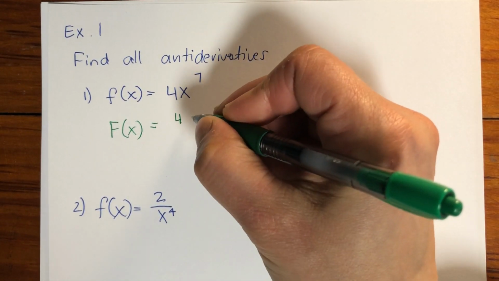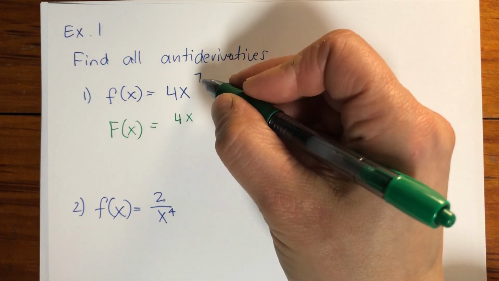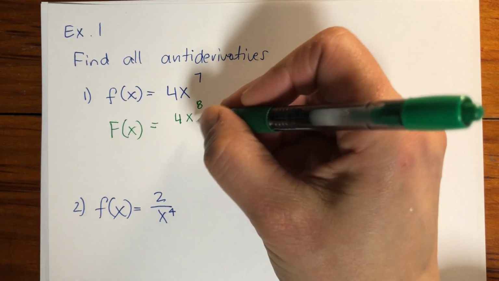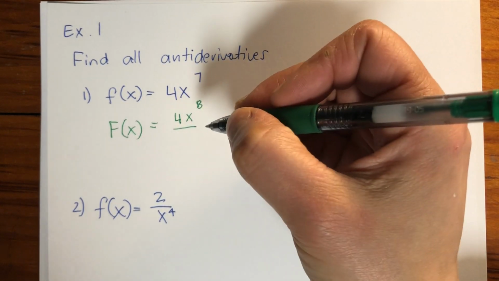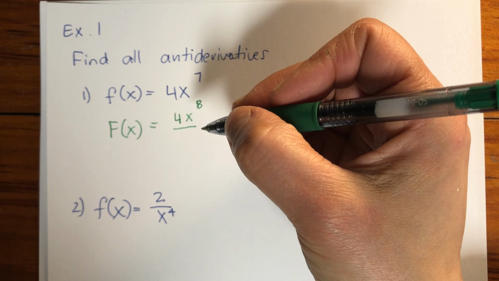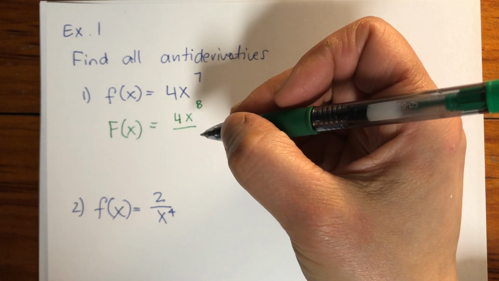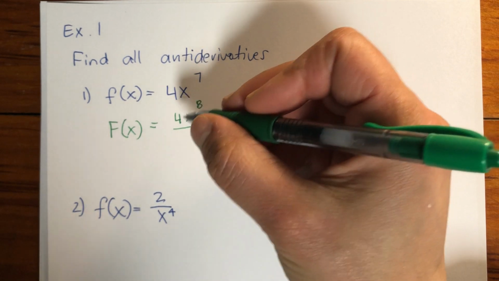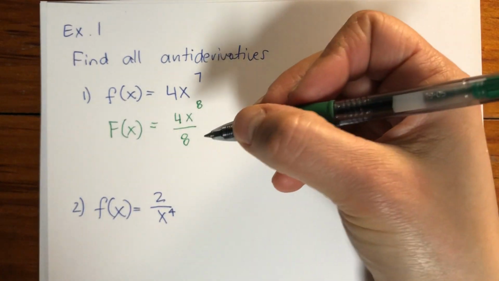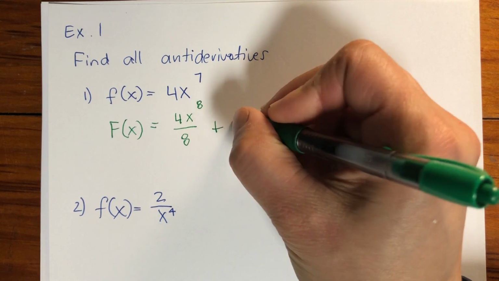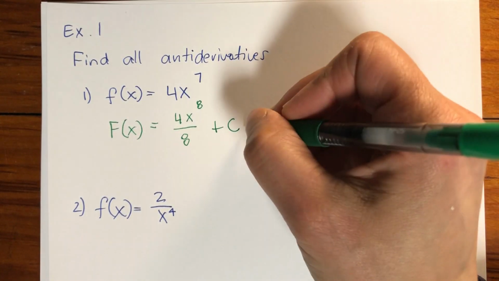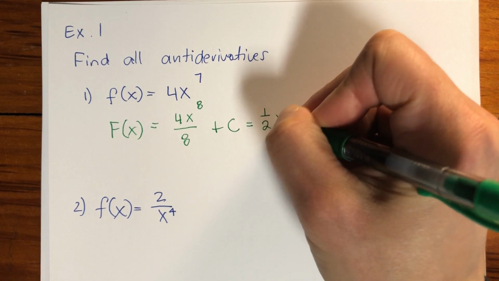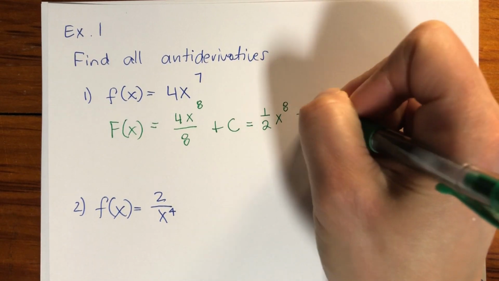Then I am going to have my x, and then I have the exponent plus 1. So that is going to be 8. And then I am going to divide it by n plus 1, and n plus 1 is 7 plus 1, which is equivalent to 8. And then the very important thing is to add a constant c, because that could be any number. Let's clean this up: 1 over 2 x to the power of 8 plus c.